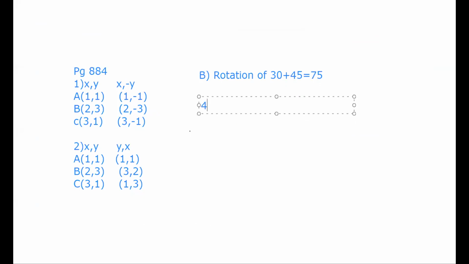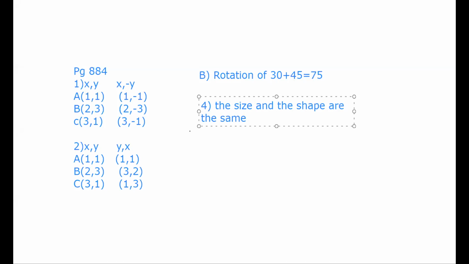For question 4, we are going to be writing the size and the shape are the same, just the orientation changed. As I told you, the orientation means the order of points. A was there, B was here, C was here. This can change. This can change.